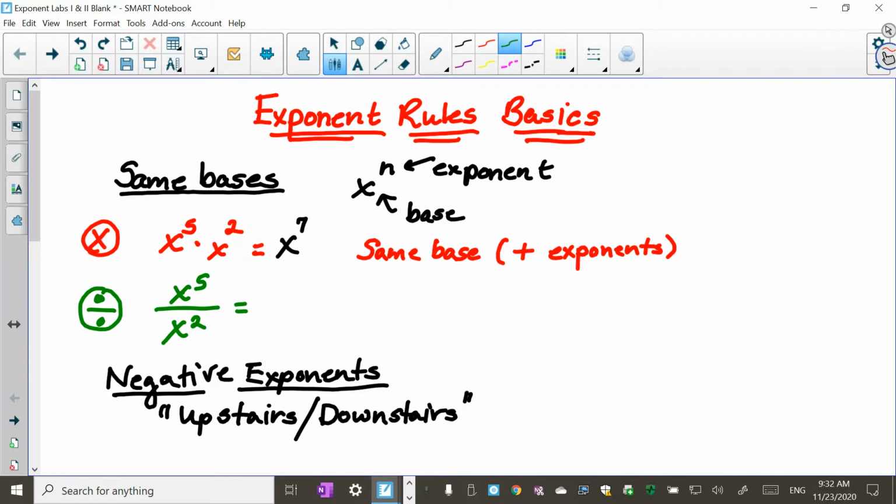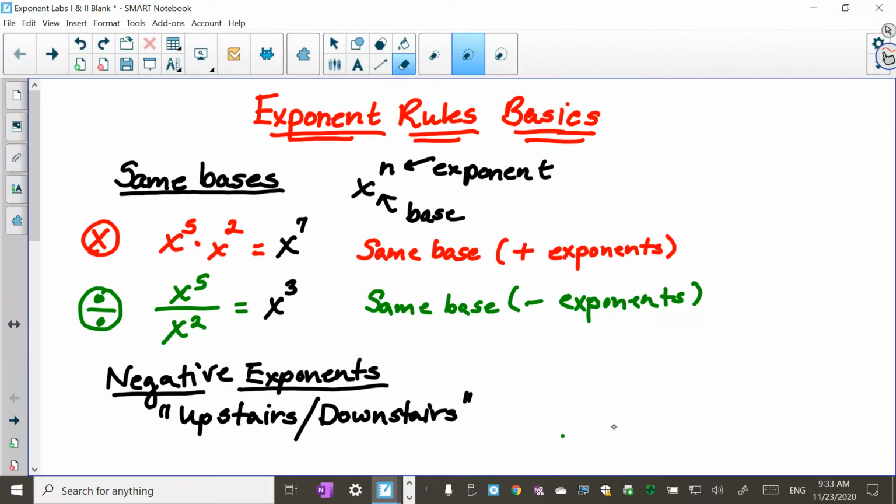Now for division. So here's division. I'm using the same thing, x to the 5th divided by x squared. So if I'm dividing and I have the same base, I'm going to subtract my exponents. So this is going to be x cubed, all right? So if I'm dividing and I have the same base, then I'm going to subtract my exponents. Now, a lot of you have been doing this since middle school, I know, but I just want to make sure that we're comfortable with this, all right? So there's our basic for that.